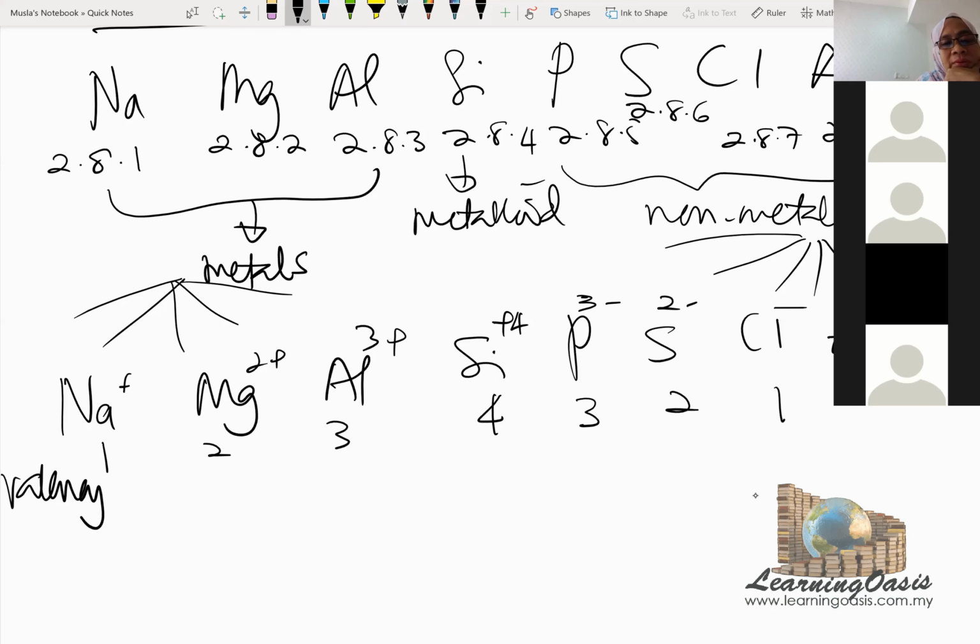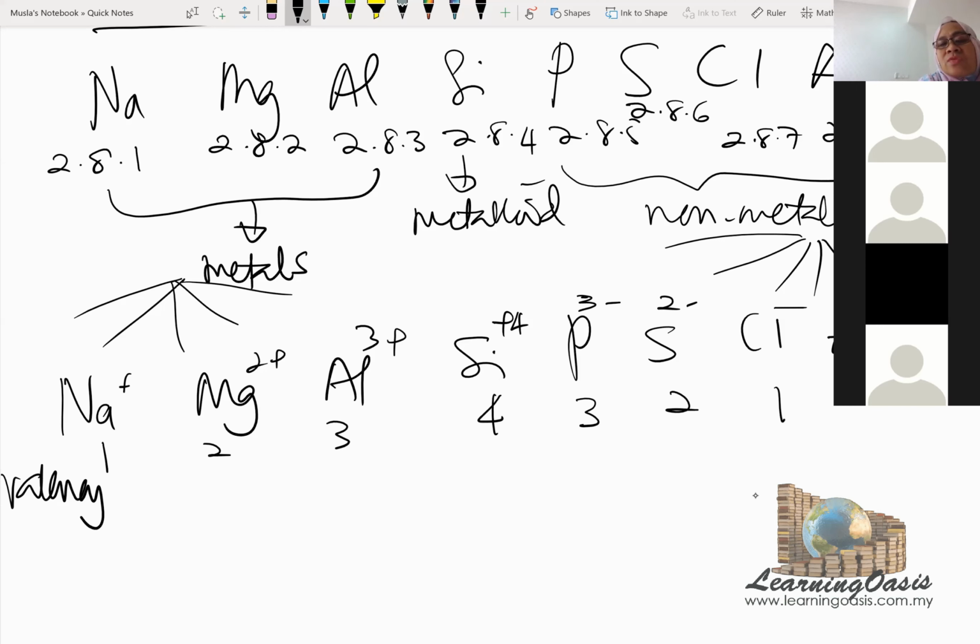The charge increases from plus 1 to plus 4 because from sodium to silicon, it requires losing 1 to 4 electrons respectively to achieve octet stability. Sodium loses 1 electron to achieve octet; magnesium, aluminium, and silicon lose 2, 3, and 4 electrons, giving charges of +2, +3, and +4.